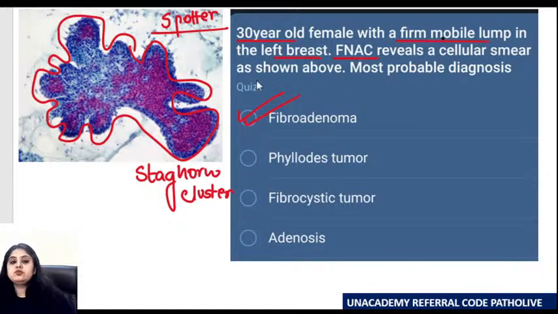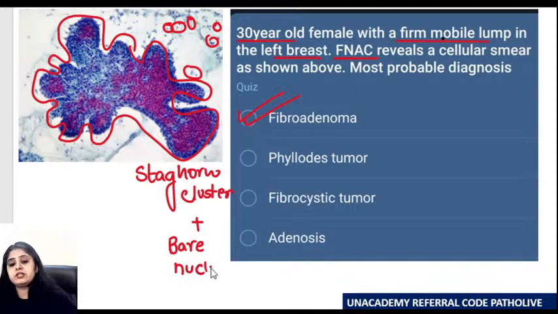Now the NEET PG students will tell me, okay, other than the staghorn cluster, what else do I see on the FNAC of a fibroadenoma? Staghorn cluster, that's done. What are these tiny dot cells in the background? These are all the bare nuclei. These are all bare nuclei.